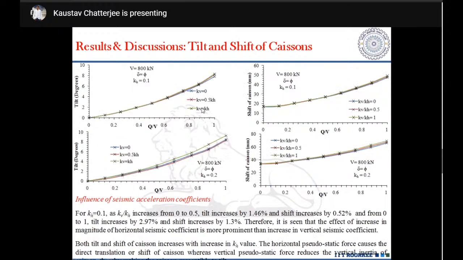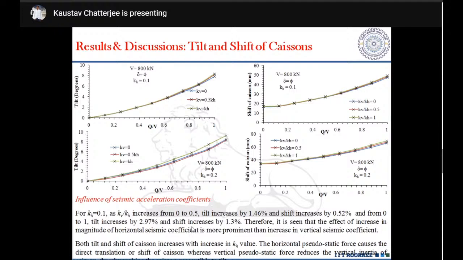Now, for different values, how it will vary when kh remains constant at 0.1 and 0.2 and kv by kh rises from 0 to 1. It is seen that for kh equals to 0.1, as the kv by kh ratio increases from 0 to 0.5, tilt increases by 1.46% and tilt shift by 0.5%, whereas from 0 to 1 it is around 2.9% and 1.3% respectively.